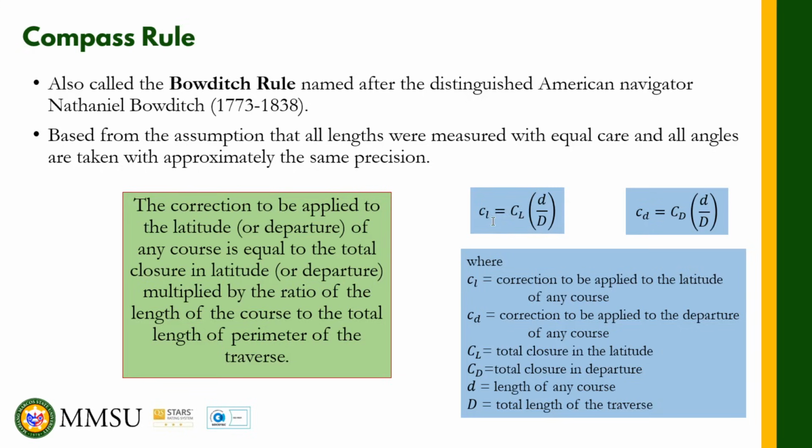So para ma-compute natin yung correction sa bawat linya, gagamitin natin the total closure in latitude multiplied by the distance of that specific line or specific course divided by the total perimeter or the total distance of the traverse. Okay? So yun yung formula na gagamitin natin for the compass rule. To illustrate itong rule na to, let us answer a problem.